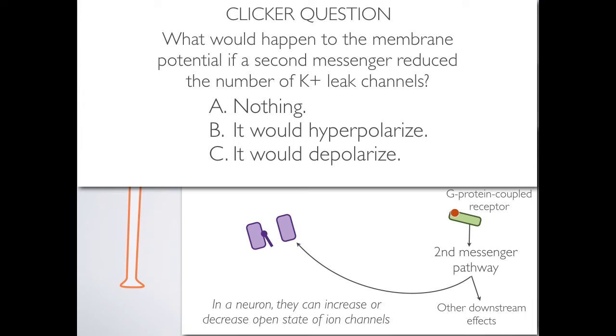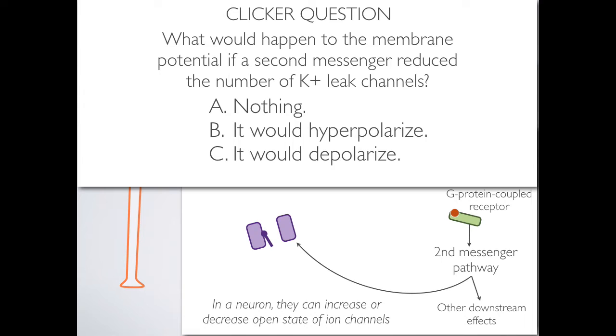So leak channels function to enhance permeability, right? In this case, they enhance the permeability for potassium. What that means is that they cause the membrane potential to move towards the equilibrium potential for potassium. That's what they do. So here we have a scenario where we're going to reduce the number of leak channels and therefore reduce the permeability of the membrane to potassium.